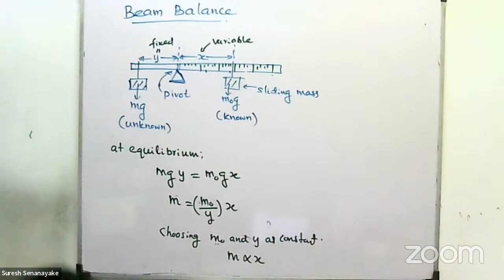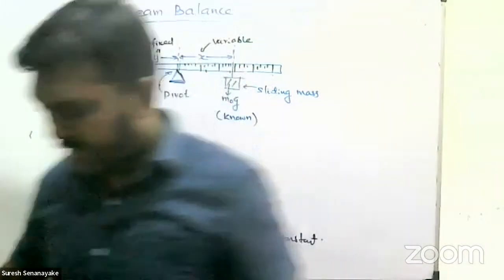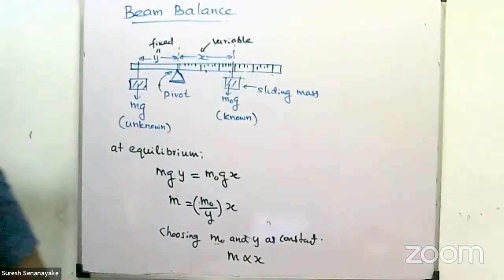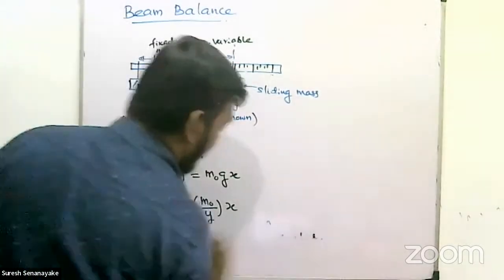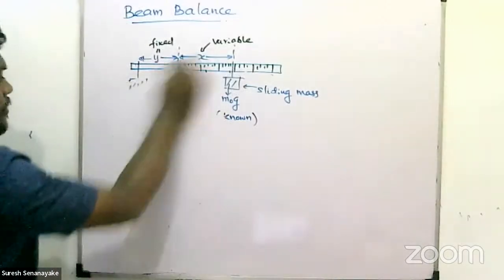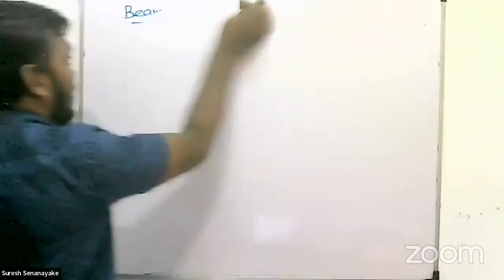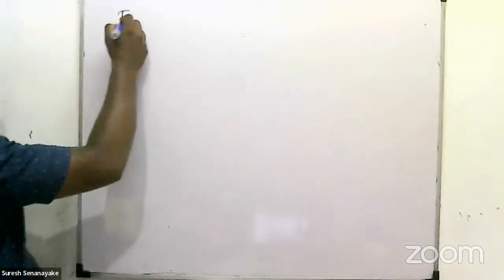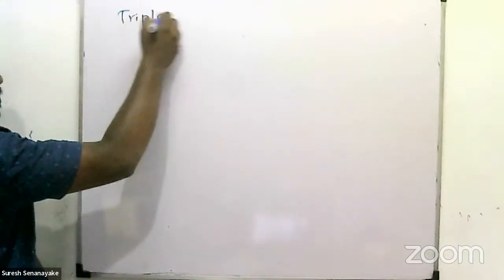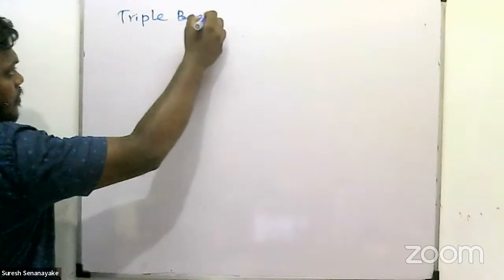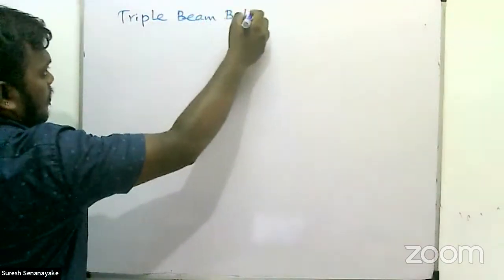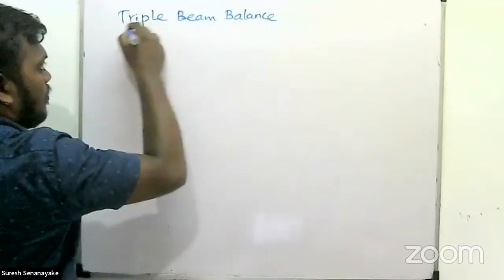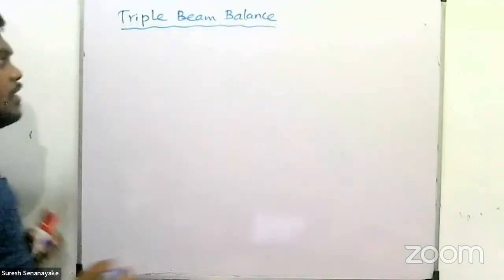All right. So then write the triple beam balance. That's based on these principles. These balances are. Find the triple beam balance.